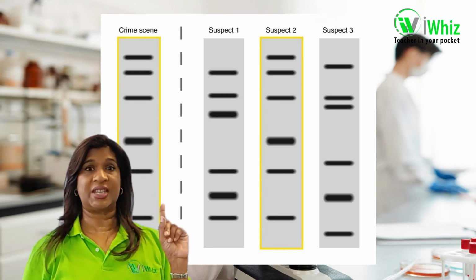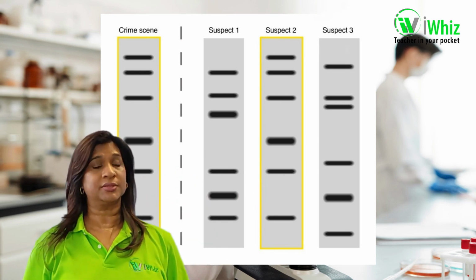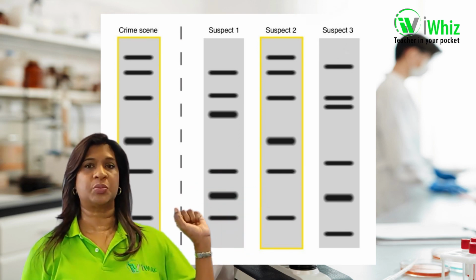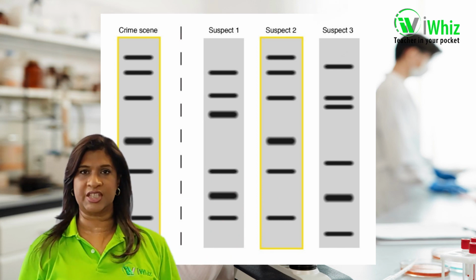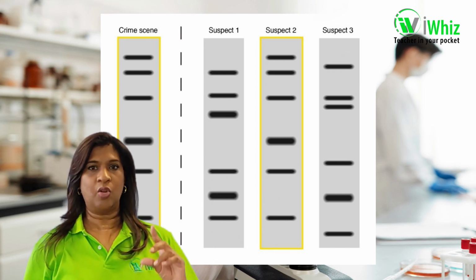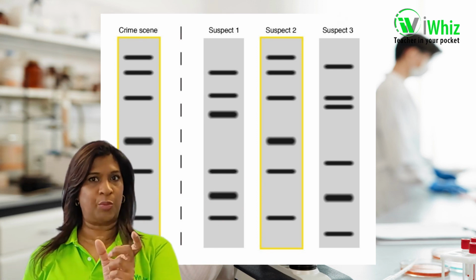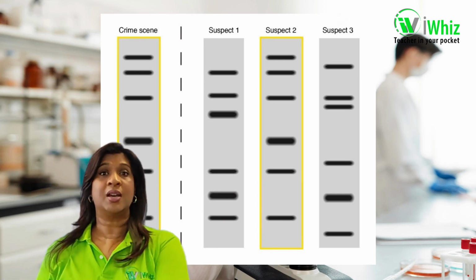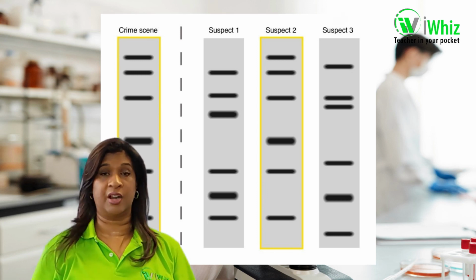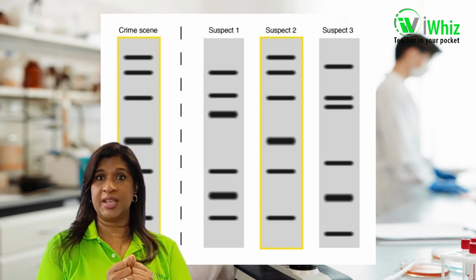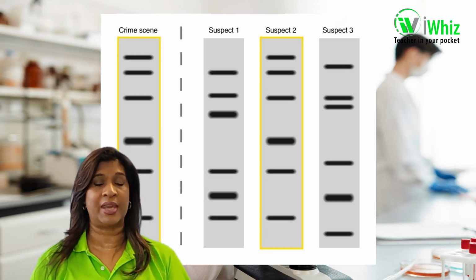The first one says crime scene. The second one says suspect 1. Then you've got suspect 2, and then you've got suspect 3. Now, crime scene means that that particular DNA profile was taken from a sample found at the crime scene. So maybe it was a blood sample that was taken, the DNA extracted, and the profile made.